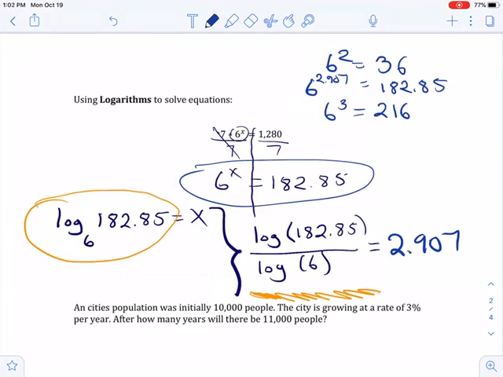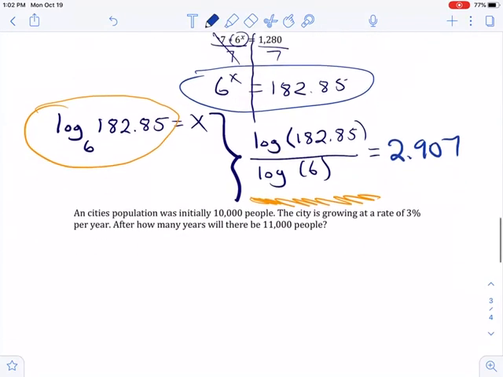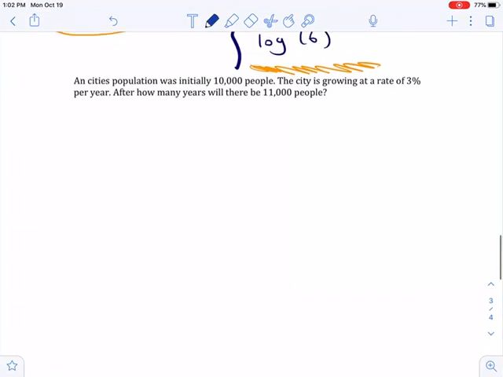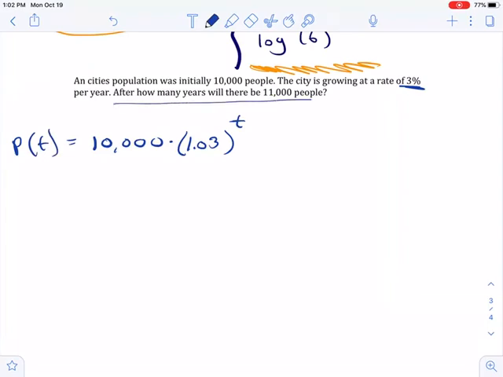This gives us a lot of power to be able to answer not only the more difficult, but also the more realistic exponential situations that we would be coming across. So, city population starts at 10,000. That's our starting point, or our A value. City is growing at a rate of 3% per year. So this is going to be 1.03. And then, this is my basic equation right here. All right, that's my standard equation. After how many years will there be 11,000 people? So now I'm trying to figure out this equation.